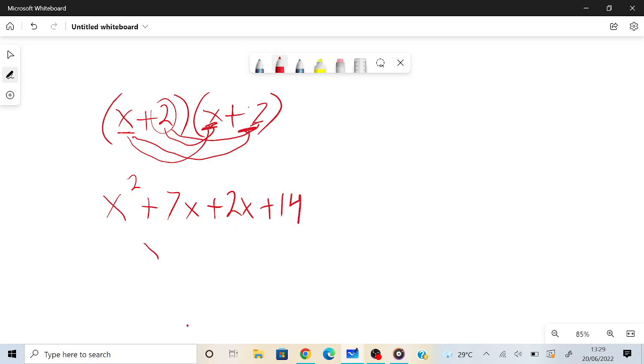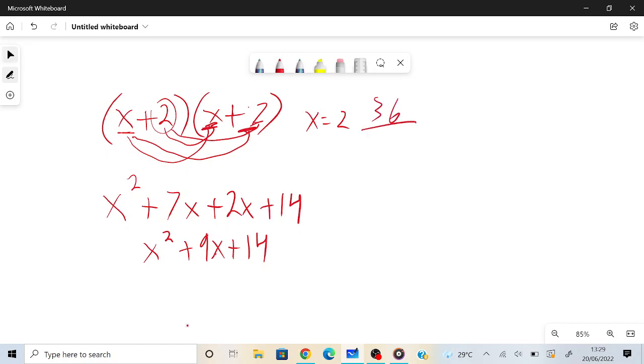Collecting your like terms, you have x squared plus 9x plus 14. Now again, you can check, let's say x is 2. Over here you have 2 plus 2, that's 4, times 2 plus 7, that's 9. 4 times 9 is 36.